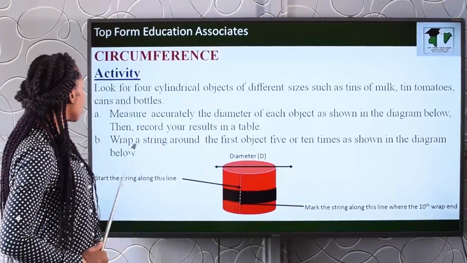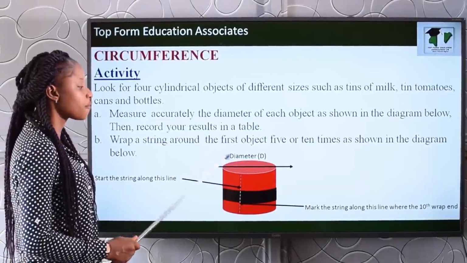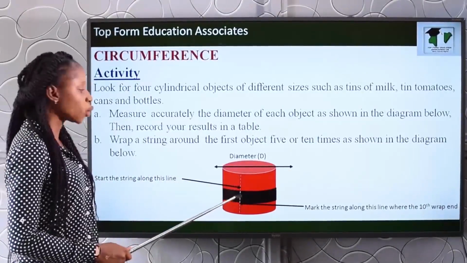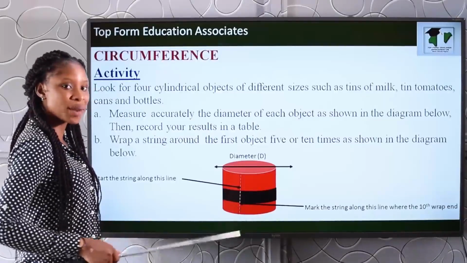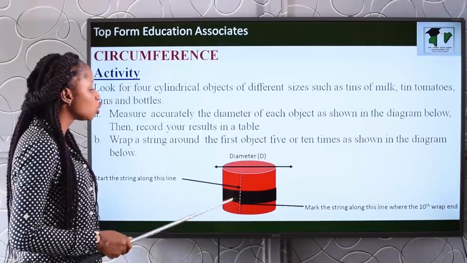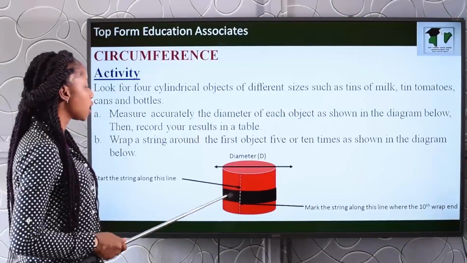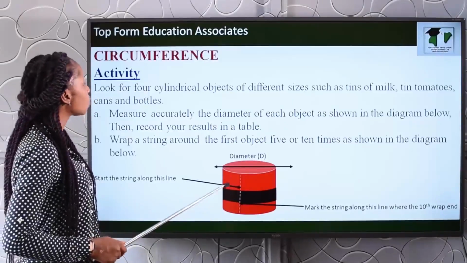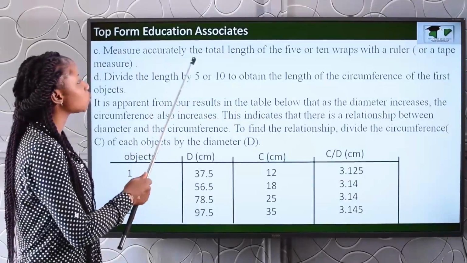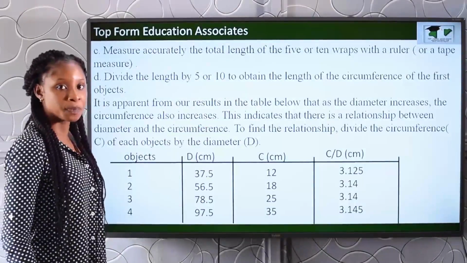Number 2, or B: wrap a string around the object 5 or 10 times. You wrap a string, a rope-like material, around your tin or your can of milk. Then you take it round 10 times. Then when you finish, you measure accurately the total length of the 5 or 10 wraps with a ruler.